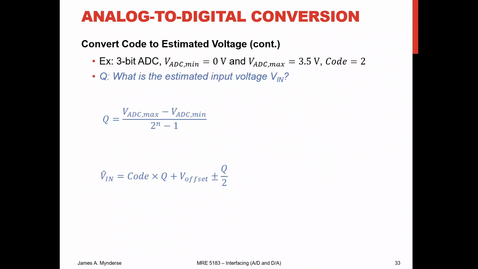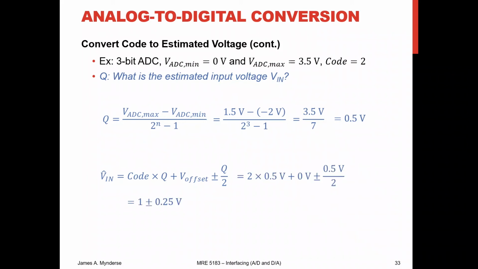So if I've got a 3-bit ADC, I've got a minimum voltage of 0 and a maximum of 3.5 and a code of 2, what was the estimated input voltage? So again, Q is going to end up being half a volt. And then if we work out our estimated voltage, you should get 1 plus or minus a quarter volt. So we don't know exactly where it was, but it was somewhere in that range.